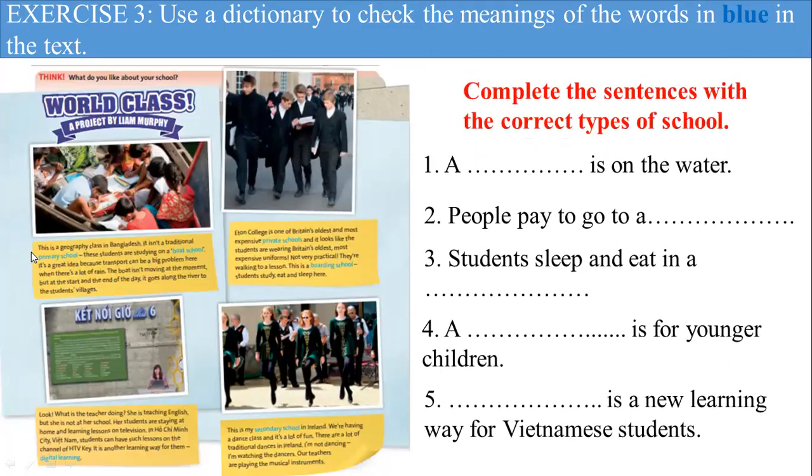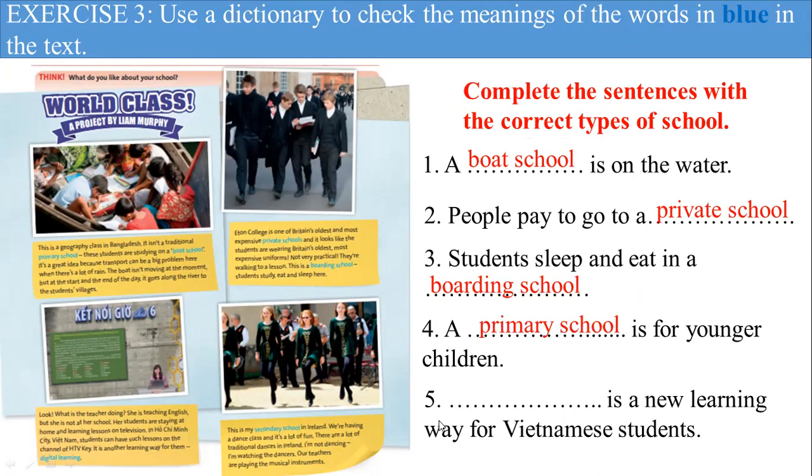Now, more exercises for you. Look at the text again, then complete the sentences. Number 1, a school on the water. Yes, a boat school is good. Now, number 2, people pay to go to a, okay, private school. 3. Students sleep and eat in a, yeah, boarding school. Number 4 is for younger students. Yes, primary school. And the last one is a new learning way for Vietnamese students. Yes, digital learning. Okay, excellent.